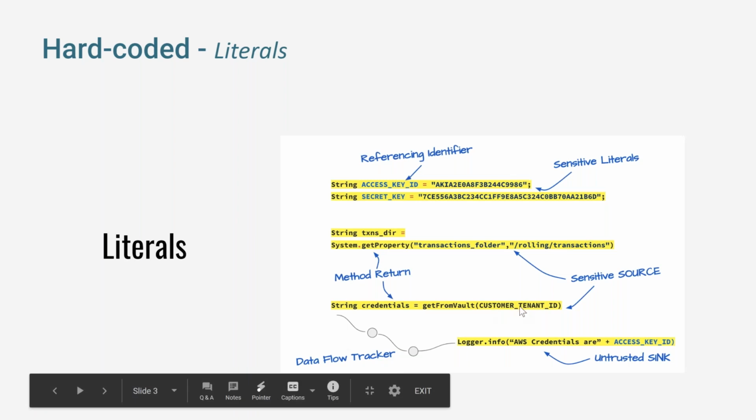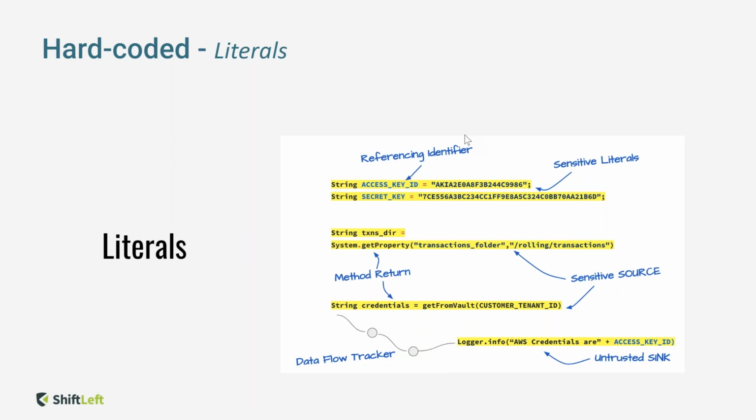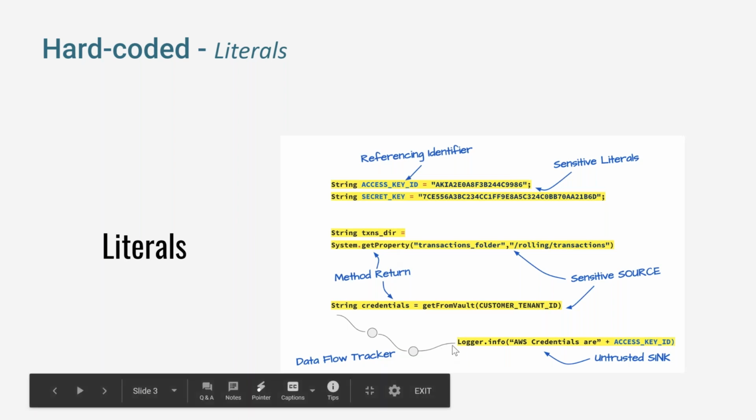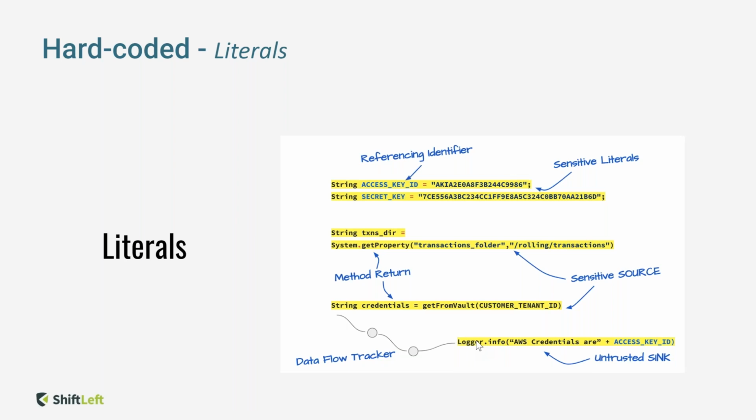And then it could be something like this, where you're getting it from a vault, and then you're storing it in a variable, and then you start using these variables. So this is where you define them. This is how you would use them and pass them around. And this is an example on the bottom where it ends up in what we call an untrusted sink. In this example, it's a log file.